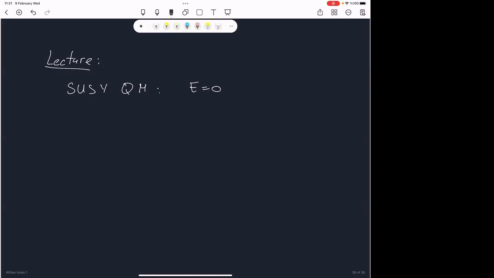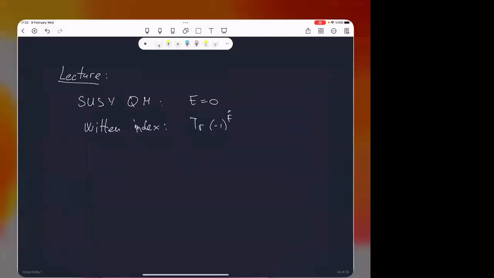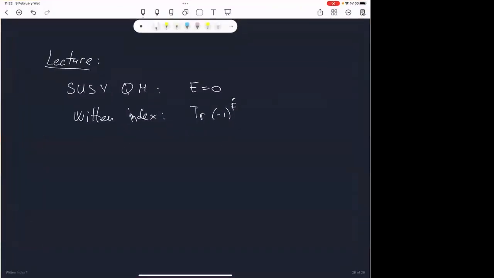So now, how to compute this? The Witten index is the following thing. It's just the trace of minus 1 to the F, where F is the fermion number operator. Now, how to compute this trace? We used the path integral, and then compute this Witten index.